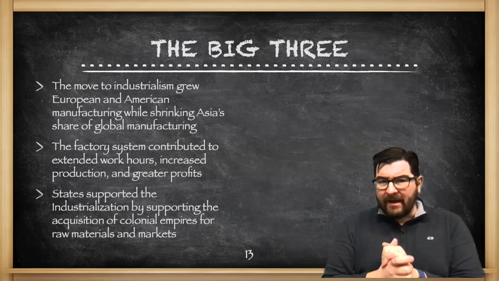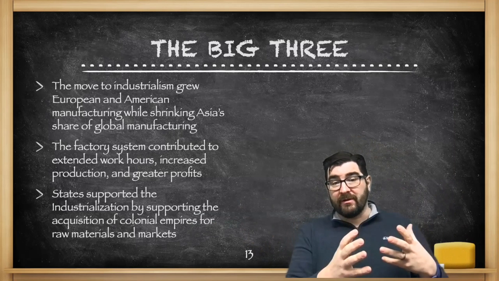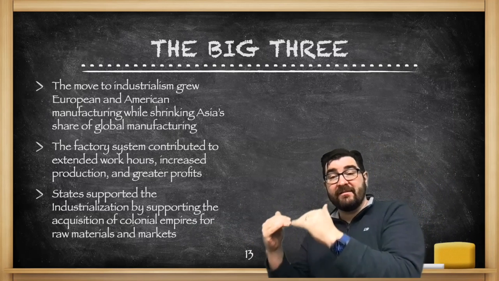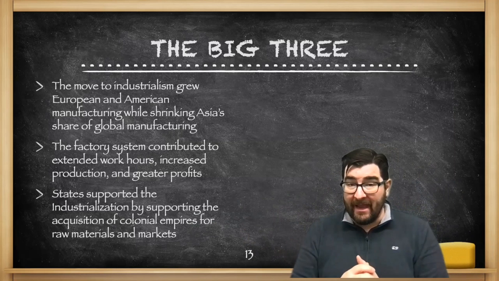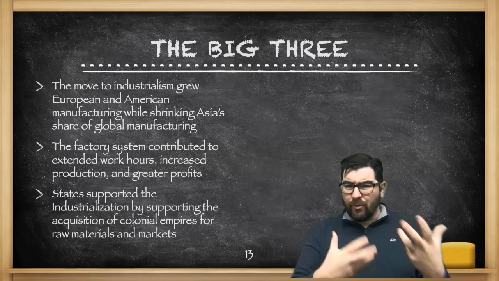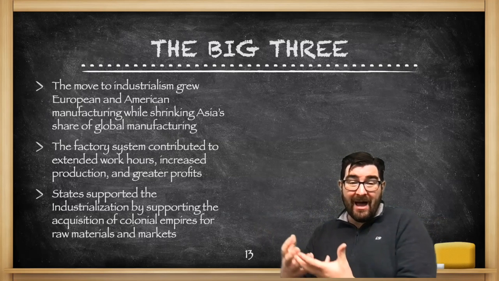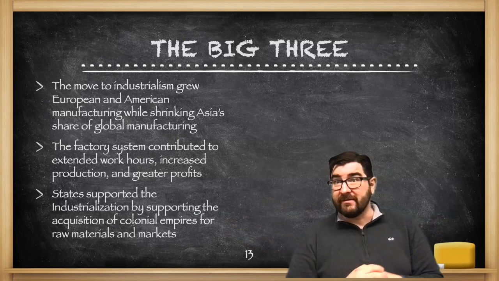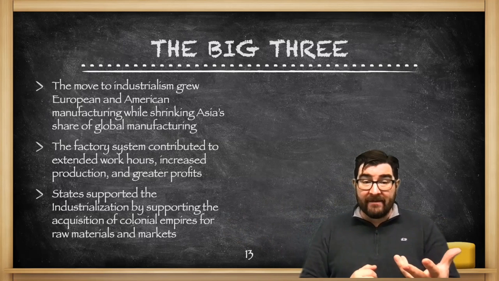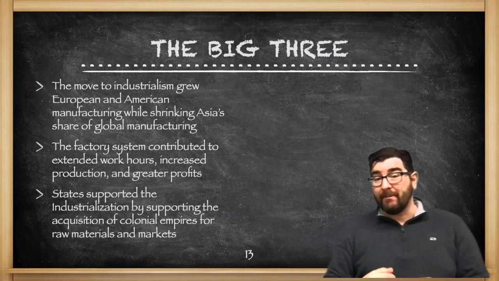So what do you need to take out of these two sections? One, the move to industrialism is going to grow European and American manufacturing at the expense of East Asian and South Asian manufacturing. The factory system is going to contribute to increased work hours and production and greater profits, but it's also going to rely on a lot of overseas goods to maintain that production. So states will support that by supporting the acquisition of colonial empires for raw materials and markets.